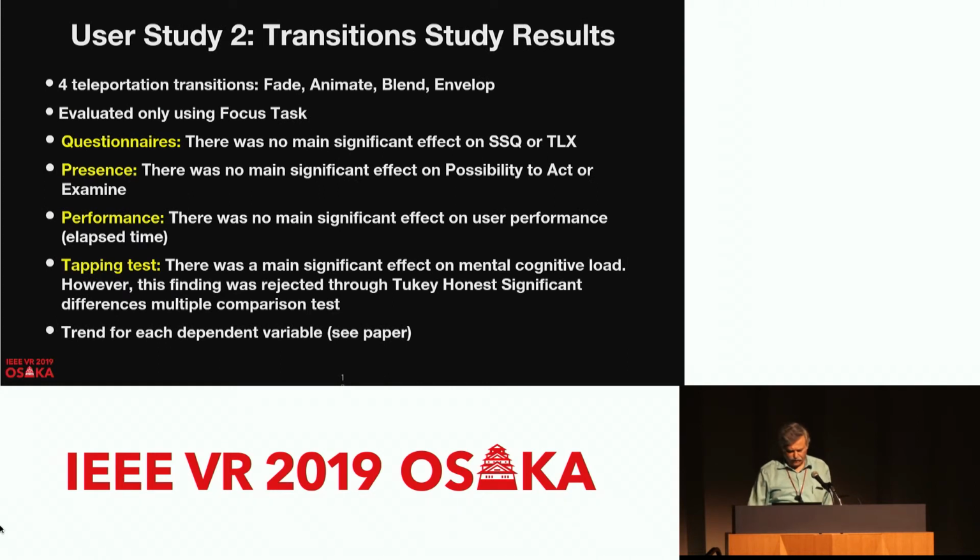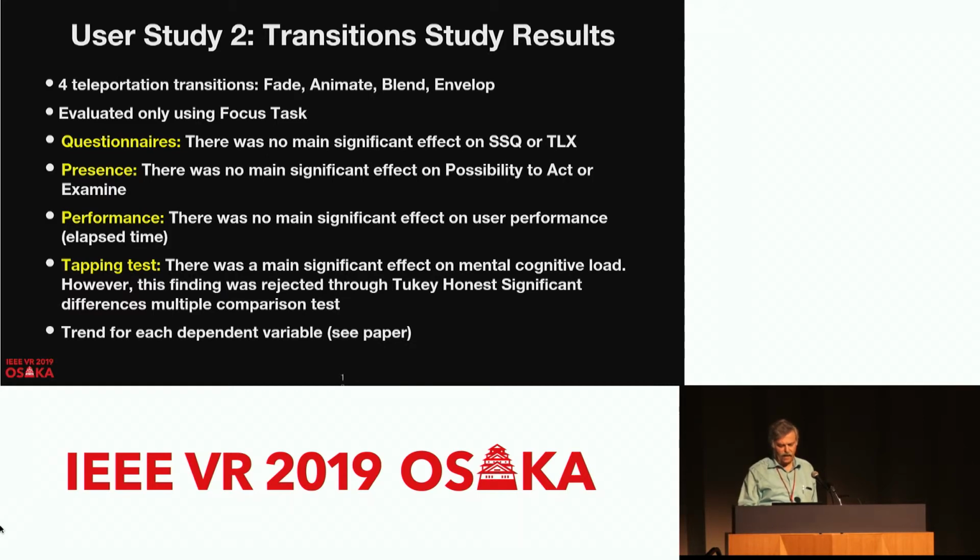user study. The second user study was about this transitioning, and we compared these 4 transitioning modes: fade, animate, blend, and envelope. To remind you, envelope was our transition mode. Unfortunately, none of the questionnaires or the presence or performance or even the tapping test were significant. The tapping test was significant, but was rejected later by Tukey HSD comparison test.